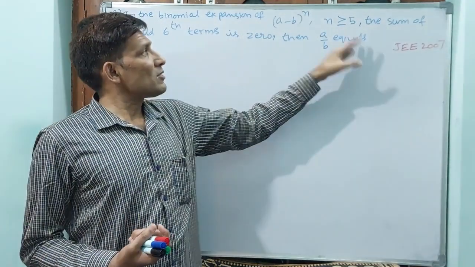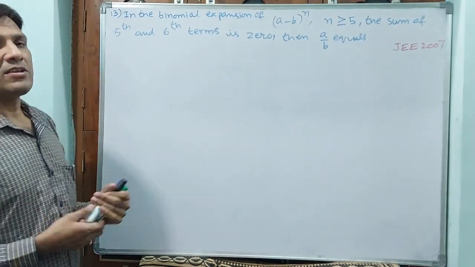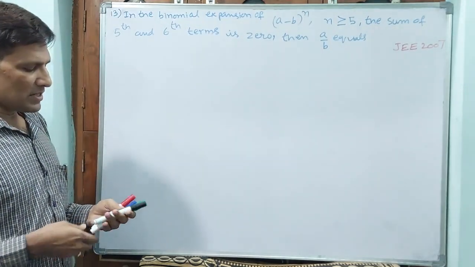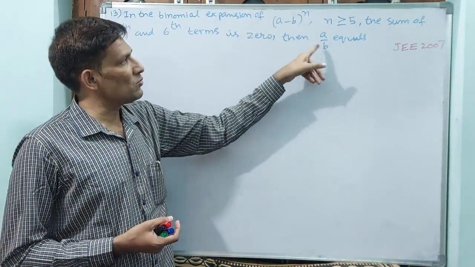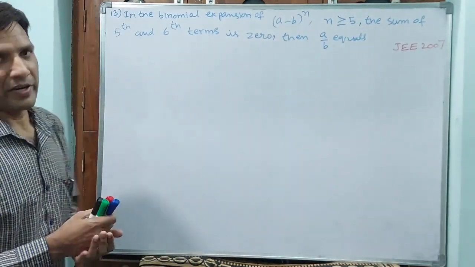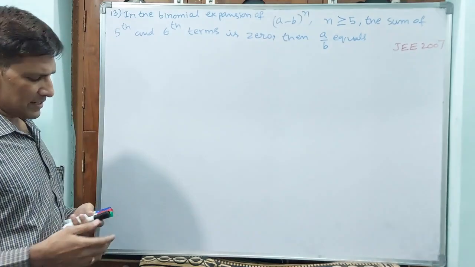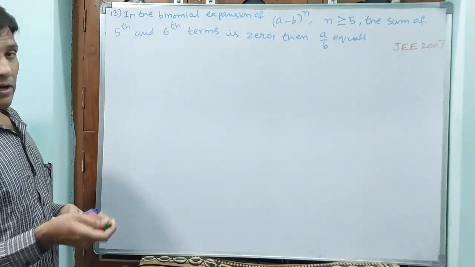But they are asking how much a by b is. They are not asking how much a is or how much b is, but a by b. At least one of them they would have to give, then we could find the other one. Otherwise you can find only this type of relation. As per my experience I am telling. Okay? Proceed further then.